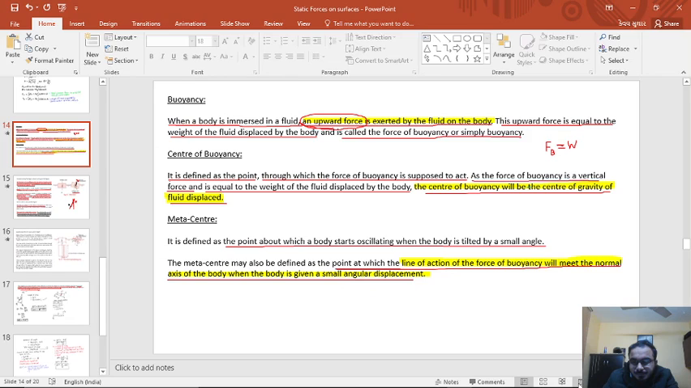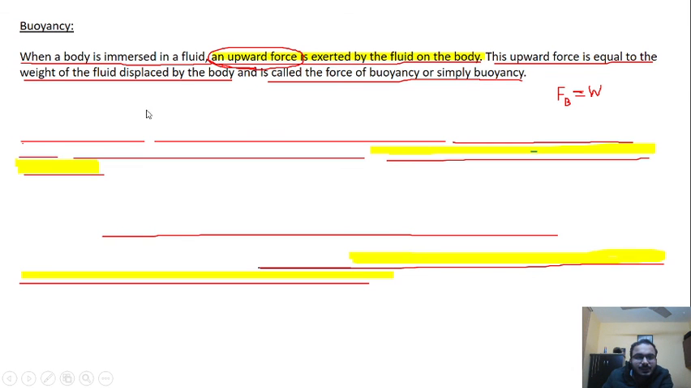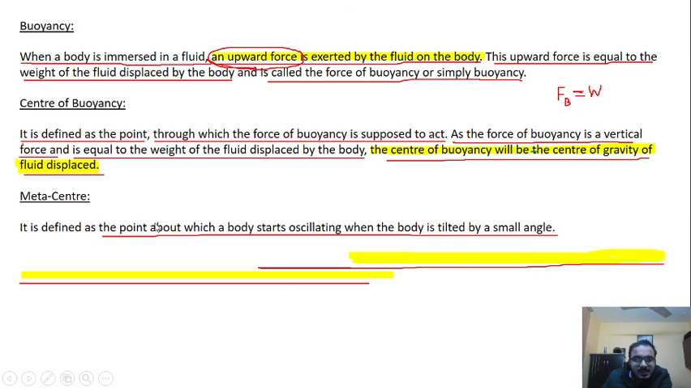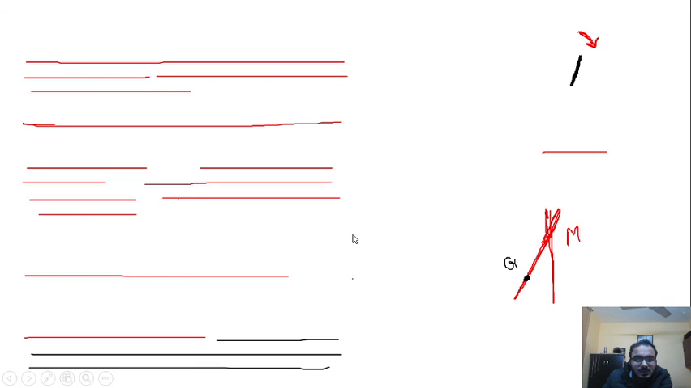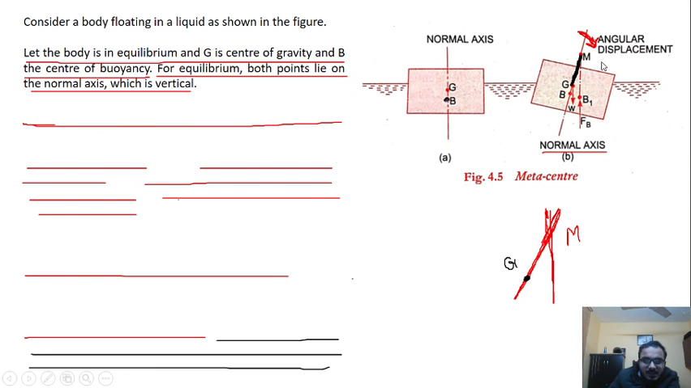So today we have started with the buoyancy definition, that is the upward force exerted by a fluid on a body when it is immersed in the fluid. This upward force is equal to the weight of the fluid displaced by the body, and it is called buoyancy. Then center of buoyancy, that is the point through which the force of buoyancy is supposed to act. Metacenter is the point about which the body starts oscillating. So here we have understood the metacenter as well as metacentric height.